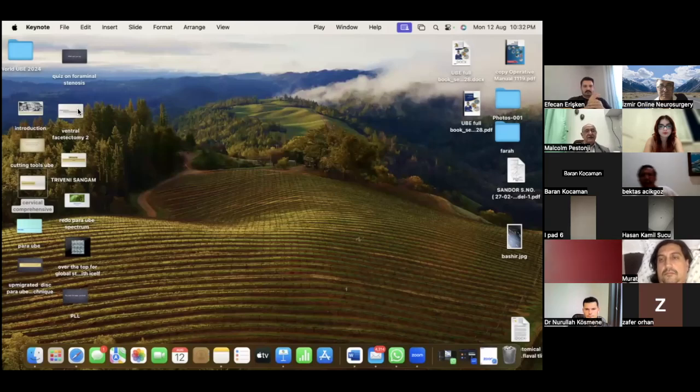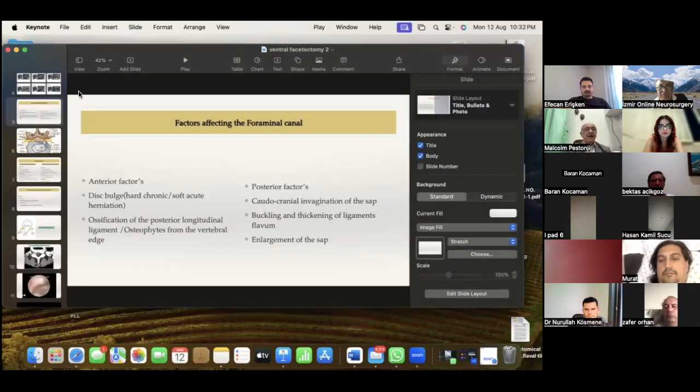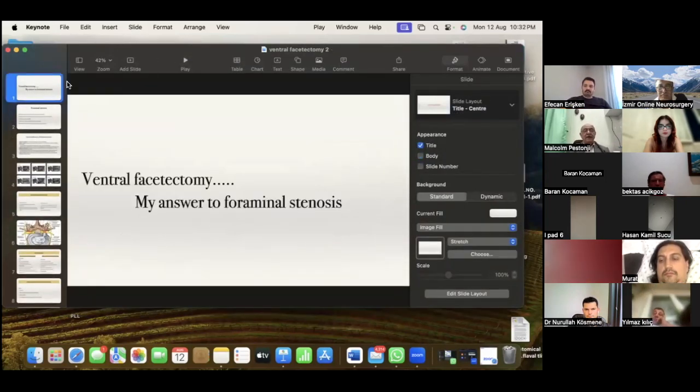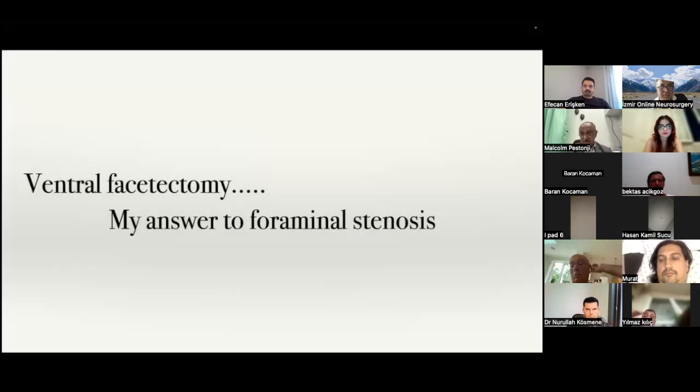Facetectomy and then go to Para-UBE. I think that would be a better option. Yeah. Now, ventral facetectomy is my answer to foraminal stenosis.